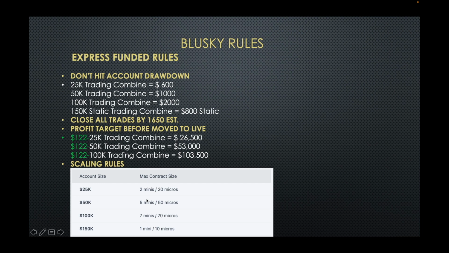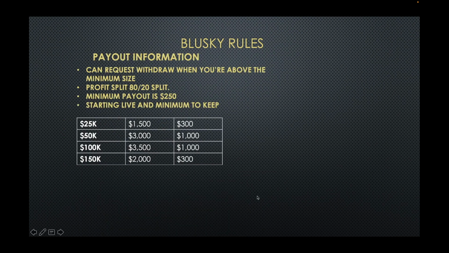And they have a scaling rule too here. That's their scaling. I think in the evaluation, the $50,000, they give you 10 minis to trade. So it cuts it in half. And same thing with 100K. This 150K is a static account. So these are wrong here. It's not minis. It's basically micros. You're allowed, I think, 2 micros or something.